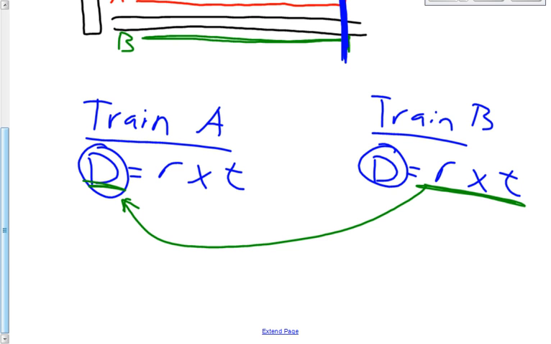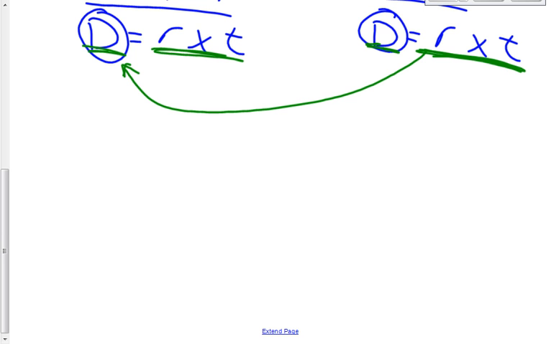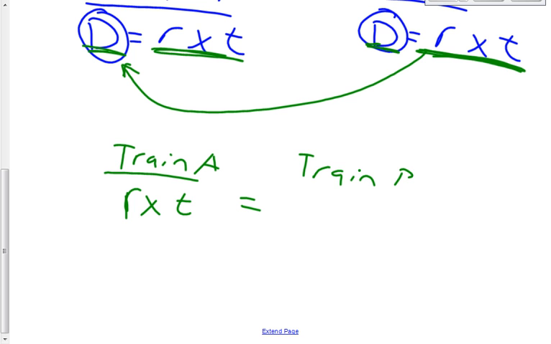If this d and this d are equal to each other, then this rate times time and this rate times time are equal to each other. So that's how we're going to set this one up. Train A, rate multiplied by the time, is going to equal train B's rate times the time. So that's how we're going to solve this one. So let's take a look.